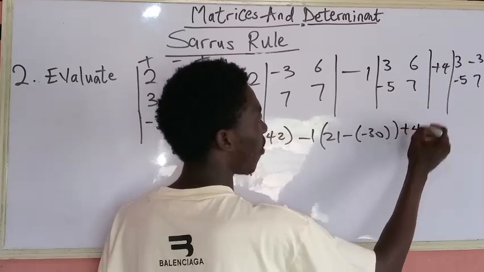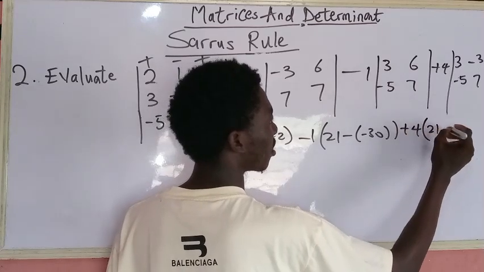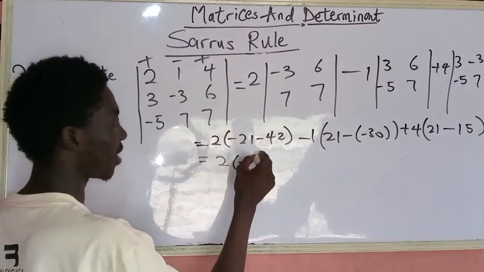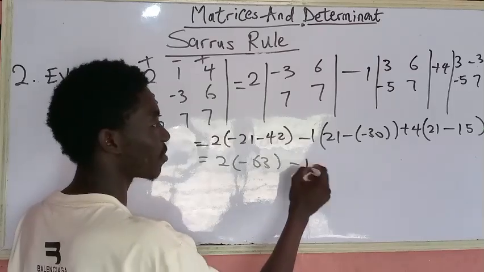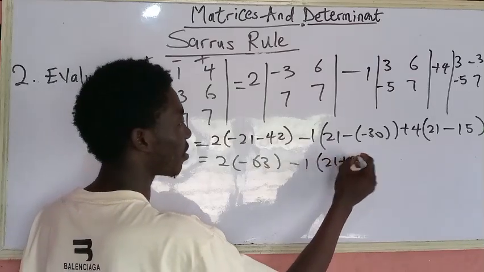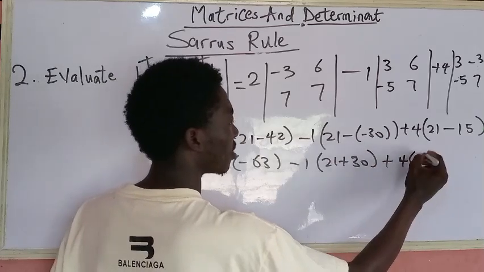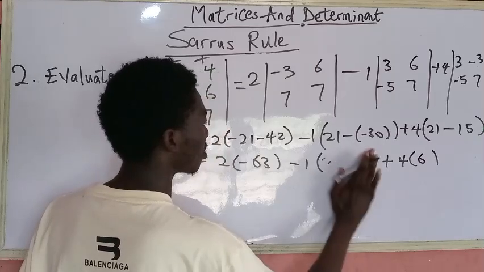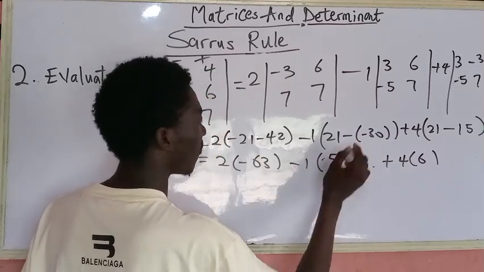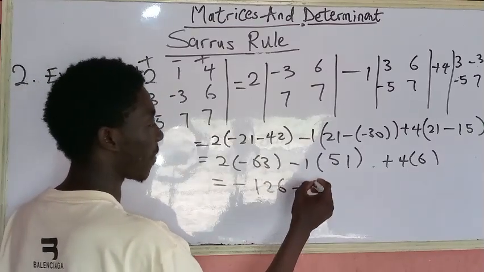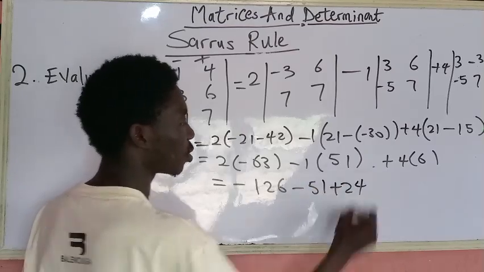And then I'll have 4 of 21 minus 15. So that goes up to 2 minus 63. Right? That goes minus 1 of 21 plus 30. And this will be 4 in 6. So this will give us plus 51. And that gives us minus 126 minus 51 plus 24.